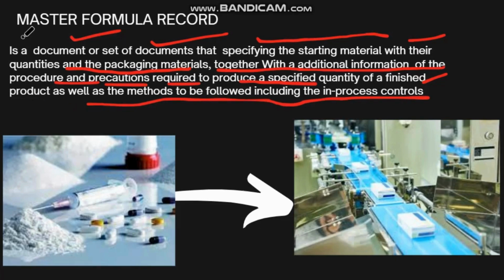So here master formula record is nothing but a document, or you can say a set of documents, containing the information of the materials, that is the starting material as well as the packing material, with their specified quantities. It also describes which procedure is supposed to be adopted and what precautions are supposed to be taken in order to convert the raw materials into the finished products.